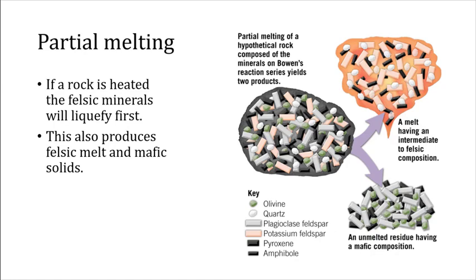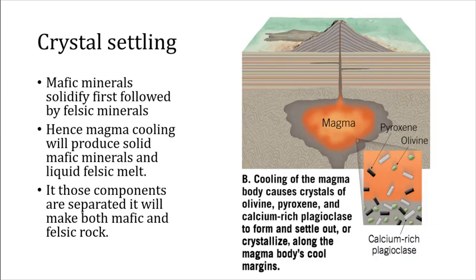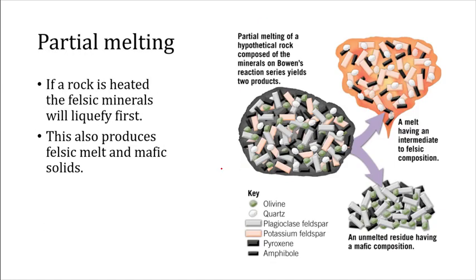But both crystal settling and partial melting will produce, let's say, a more felsic liquid and a more mafic solid residue. Okay, and so both of these processes serve to turn mafic rock more into intermediate rock and more into felsic rock, which is good because felsic rock is land, right? Felsic rock is what we live on, and so when we think about planetary evolution, this is an important thing.